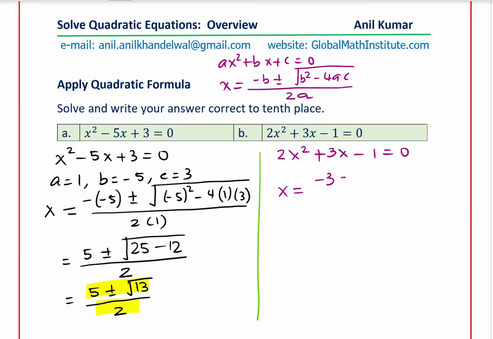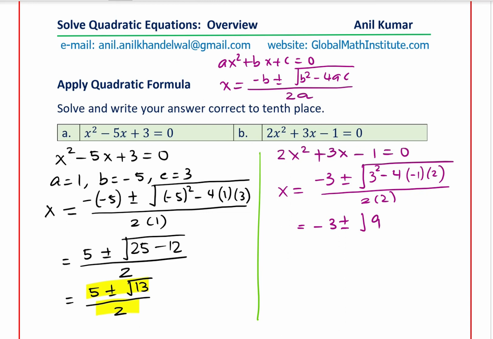Minus 3 plus or minus the square root of b squared, which is 3 squared, minus 4 times a, in this case minus 1, and c is 2, divided by 2 times a, which is 2 times 2. So that gives you minus 3 plus or minus the square root of 9 plus 8, right? Minus 1 times minus 4 is positive. So we get this divided by 4. So we get our answer as minus 3 plus or minus the square root of 17 divided by 4. Do you see that? So these are the exact forms of our answers.